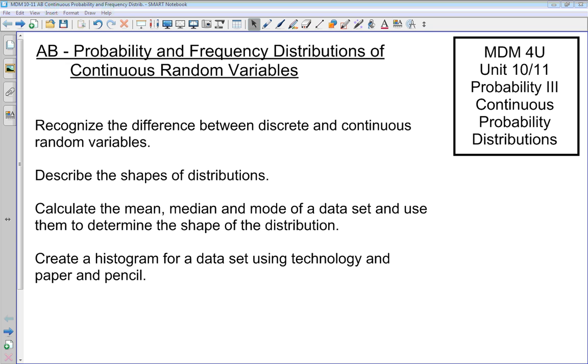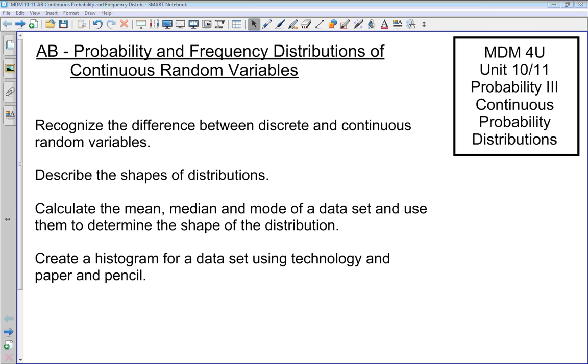This is our first lesson in Unit 1011, where we are looking at continuous probability distributions rather than the discrete probability distributions that we've been looking at up until now. So what we want to be able to do at the end of this lesson is to recognize the difference between a discrete and a continuous random variable. We are going to look at some of these distributions, and we're going to look at some terminology we're going to use to describe the shapes of these distributions.